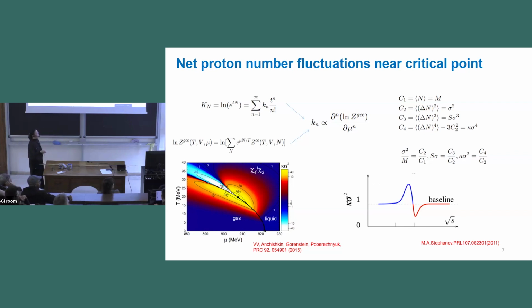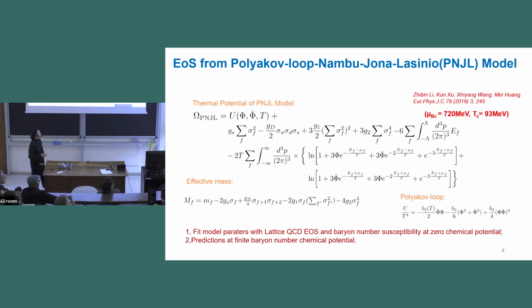Then there will be a peak structure around this critical point. This is a non-monotonic structure of this signature if you use net proton number fluctuations. If you can find such a signature, then you can make a statement that the critical point will be there.